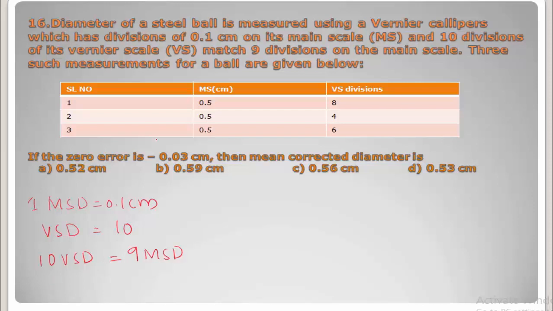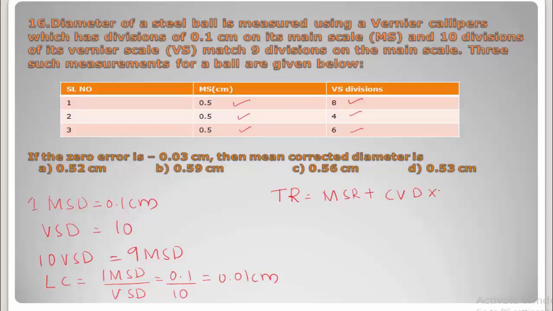For this there are 3 values we have. Before that we have to find the least count. So least count is equal to value of 1 MSD divided by total number of VSD. So value of 1 MSD is 0.1 divided by total number of VSD, which is 10. So this becomes 0.01 centimeter. The LC of vernier calipers is 0.01 centimeter. You have to find the value using the formula TR is equal to MSR plus CVD into LC. You have already done this in your practicals.